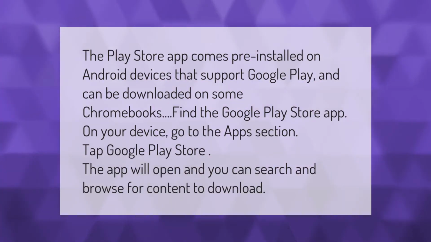The Play Store app comes pre-installed on Android devices that support Google Play, and can be downloaded on some Chromebooks. Find the Google Play Store app. On your device, go to the Apps section. Tap Google Play Store. The app will open and you can search and browse for content to download.